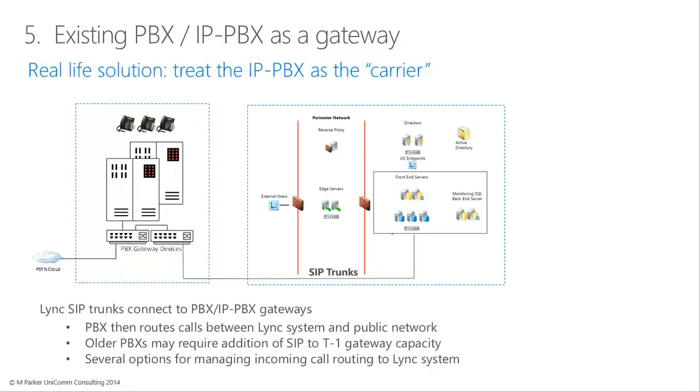Older PBXs may require addition of a SIP to T1 and there are several options for maintaining the incoming call routing to the Lync system. So one of the options, if I have incoming calls, I could have the PBX route those calls if I've got my population split, like all these numbers in the dial plan belong on Lync, these locations, and all these belong on the IP PBX. That's pretty easy. You just say, okay, for these extension numbers, for this part of the dial plan, they all go to Lync.